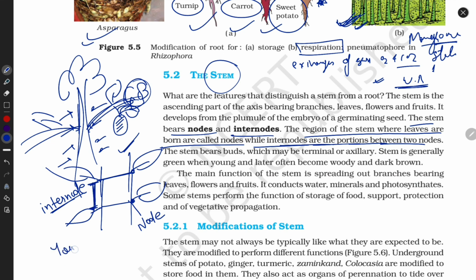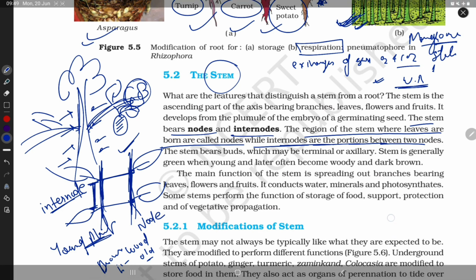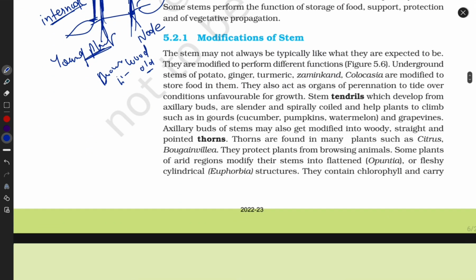Okay. Now in a young plant, the stem is very green, but according to their age, they become woody at an old age. Then they become brown. They get bark. Okay, in your book there are some examples of modification of stem. I repeat, modification of stem. It may be for strength. It may be for storage of food. Like, guys, modification of root, why does it occur? It may be for support, for storage of food, for respiration. They also perform the same thing. They adapt themselves according to their environment.